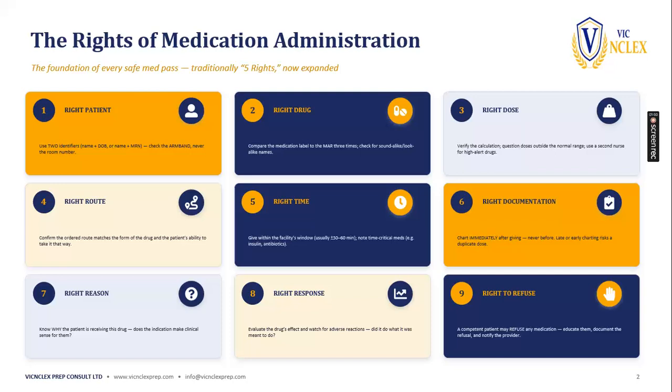It's very important, because if you don't identify the right patient, you might carry a medication meant for another patient and administer it. This is going to cause problems. Are you following? Now the next one is the right dose.